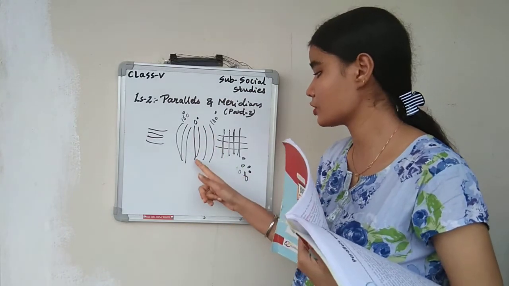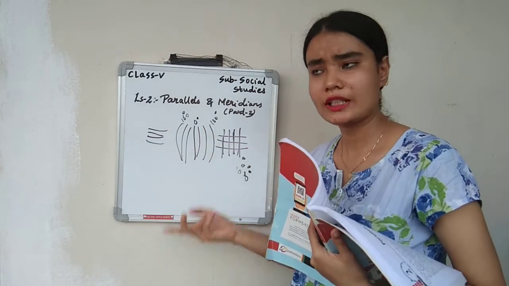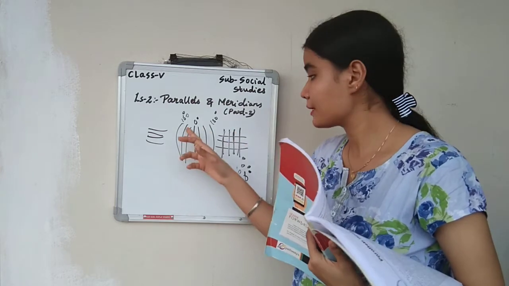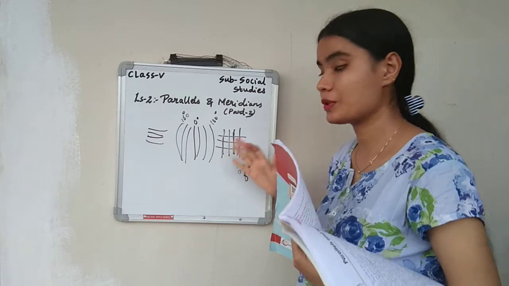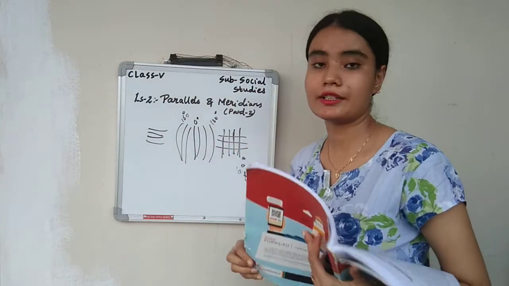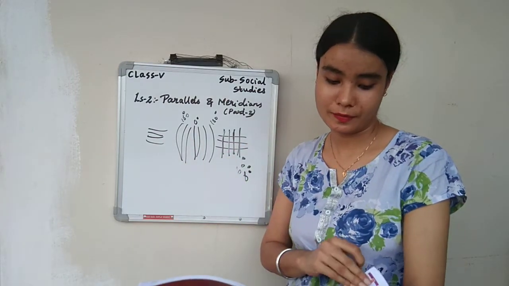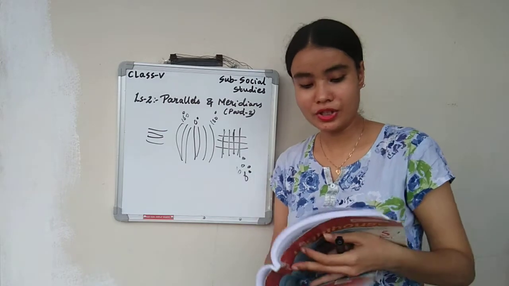The middle one is called what? Equator, or you can call it the Greenwich line. Okay, the middle is called what? Greenwich line. And towards this side it is called what? Eastern hemisphere, and towards that side it is called what? Western hemisphere. Then again, turn your page.